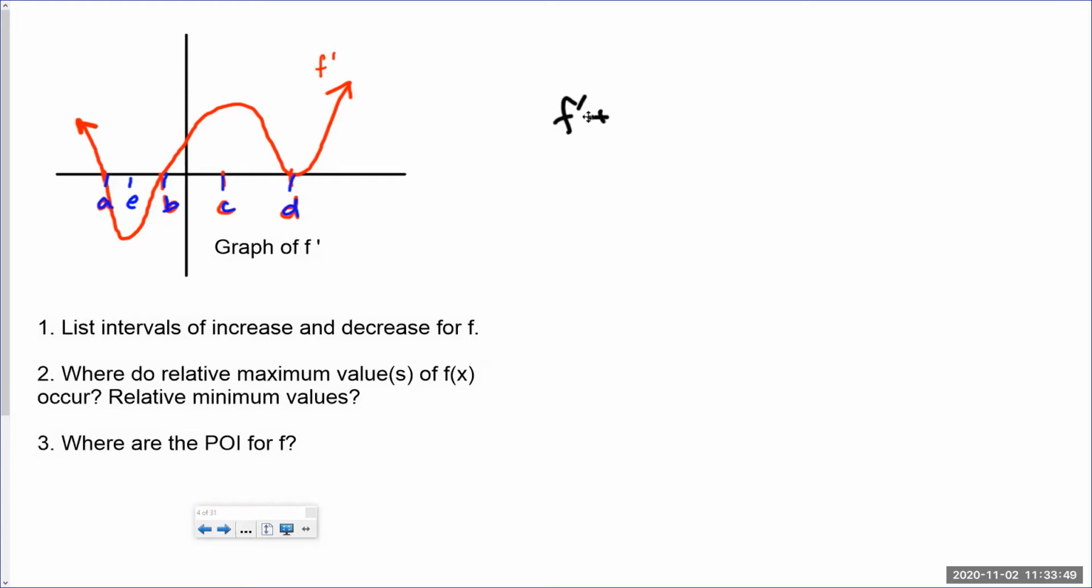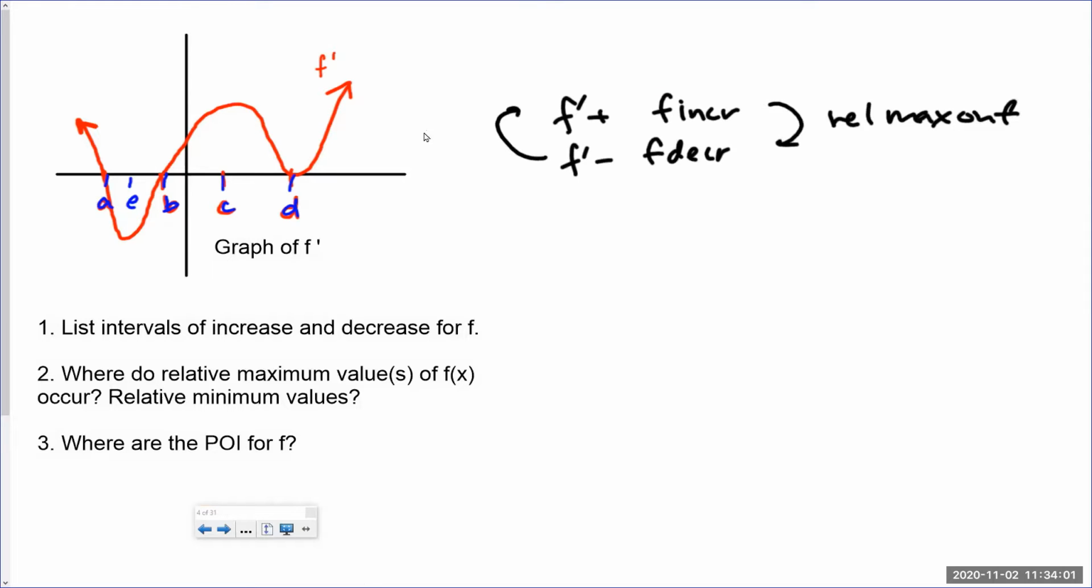When F prime is positive, guess what F is doing? Increasing. When F prime is negative, F is decreasing. If you move from the top row to the bottom row, you'll find that you have a relative max on F. If you move from the bottom row to the top row, you'll find that you have a relative min on F. So the first thing I want to know is, where is F increasing?